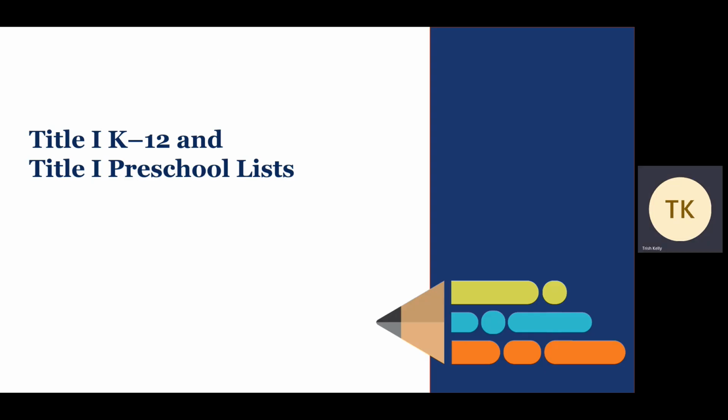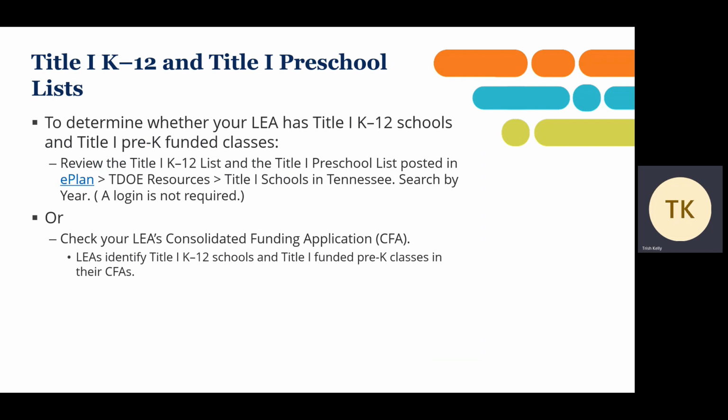It's important to check the Title I K through 12 and Title I preschool list to identify the schools that support K through 12 and preschool students with Title I funds. You will find the Title I K through 12 and Title I pre-K preschool lists in ePlan. Follow the pathway TDOE Resources, Title I Schools in Tennessee, and search by year. You may also check your LEA's Consolidated Funding Application, the CFA. LEAs identify Title I K-12 schools and Title I funded pre-K classes in their CFAs.